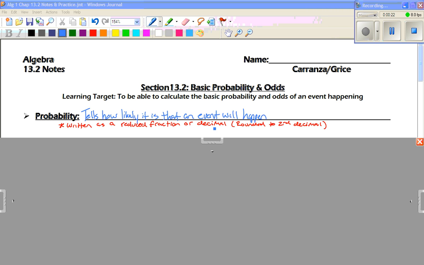Probability tells us how likely it is that an event will happen. You see probability a lot, especially if you watch sports. Now, when you see this, it is always written as a reduced fraction or decimal. And if it's written as a decimal, it's always rounded to the second decimal, the hundredth spot. Okay?